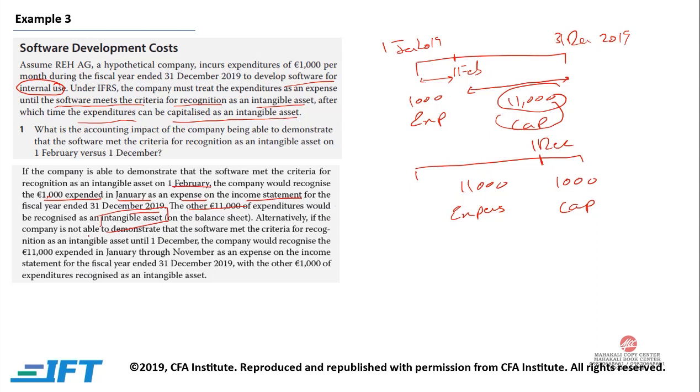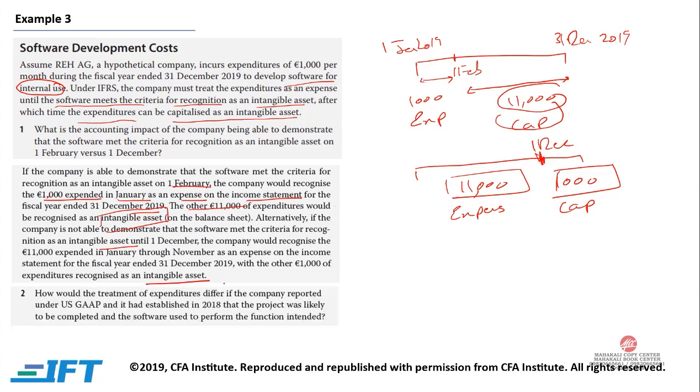Alternatively, if the company is not able to demonstrate the software met the criteria for recognition as an intangible asset until 1st December, the company would recognize 11,000 expense. Now, if the criteria is met at 1st December, 11,000 would be expensed and $1,000 would be recorded as intangible assets. How would the treatment of expenditure differ if the company reported under US GAAP?